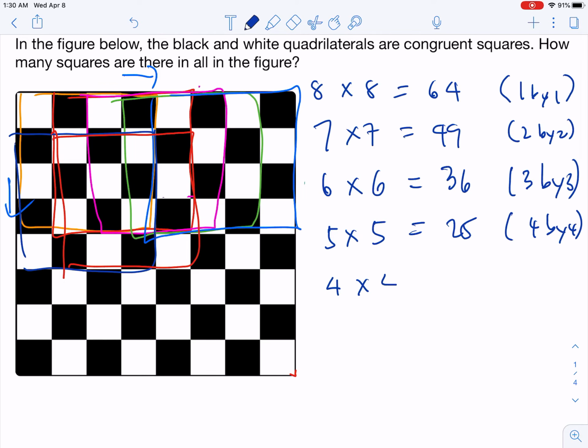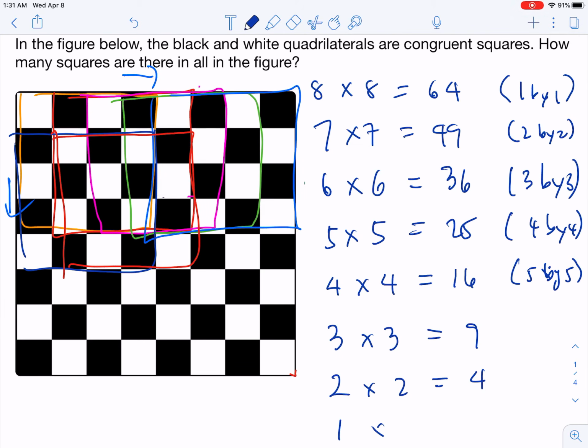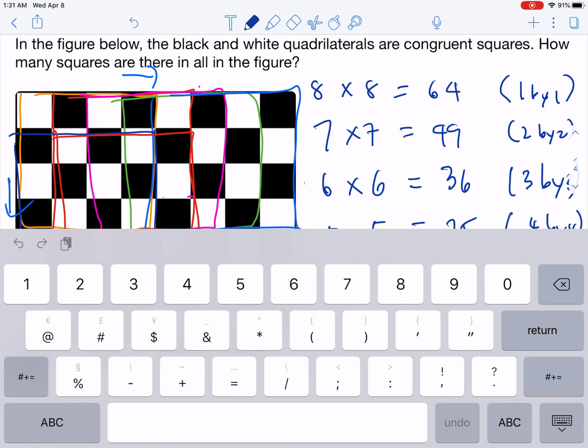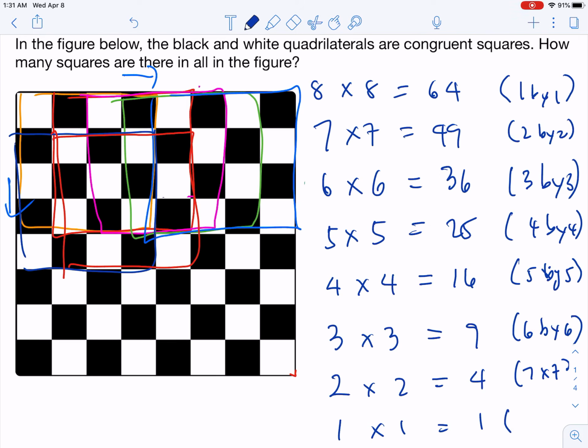Continuing the pattern, actually pwede na natin ito ituloy. 4 times 4 is 16. 3 times 3 is 9. So this is a 5 by 5 square. Tapos 2 times 2 is 4. 1 times 1 is 1. So this is 6 by 6 squares. Tapos ito naman yung 7 by 7 squares. Tsaka ito yung pinakadulo, yung malaki na, yung 8 by 8. Yung pinakamalaking square.